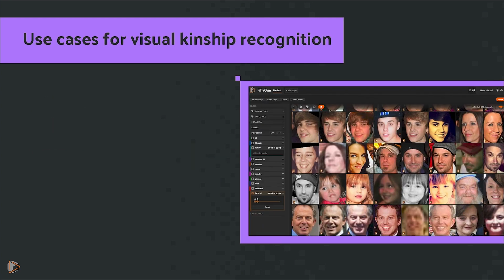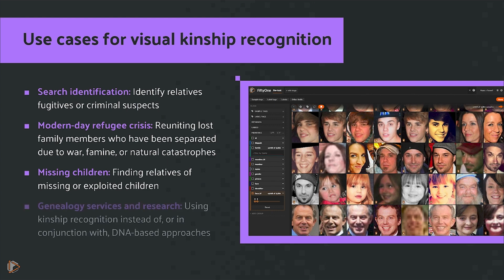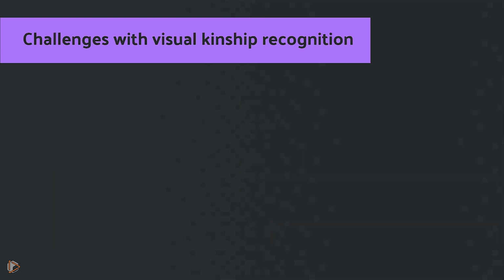So what are the use cases for visual kinship recognition? Well, they can help us identify the relatives of fugitives or criminal suspects. It can aid in modern-day refugee crises by reuniting lost family members who may have been separated due to war, famine, or natural catastrophes. It can help find the relatives of missing or exploited children. And in the field of genealogy services and research, we can use kinship recognition instead of or in conjunction with DNA-based approaches.